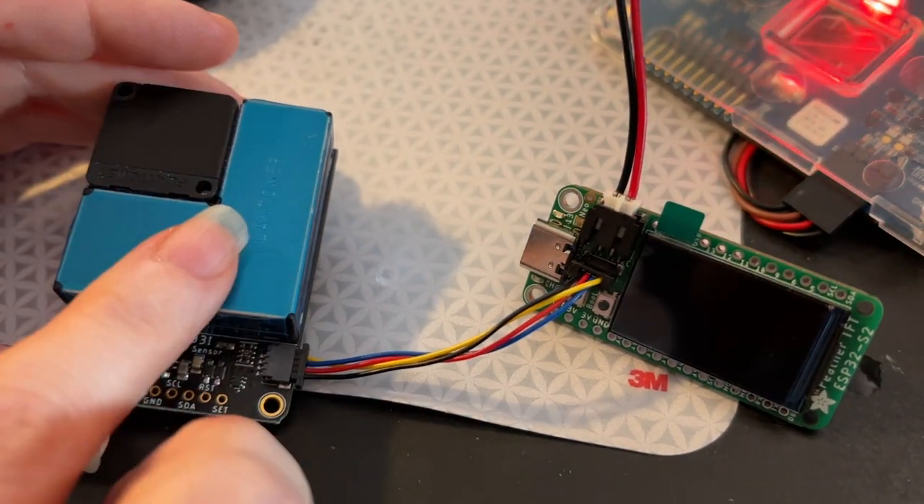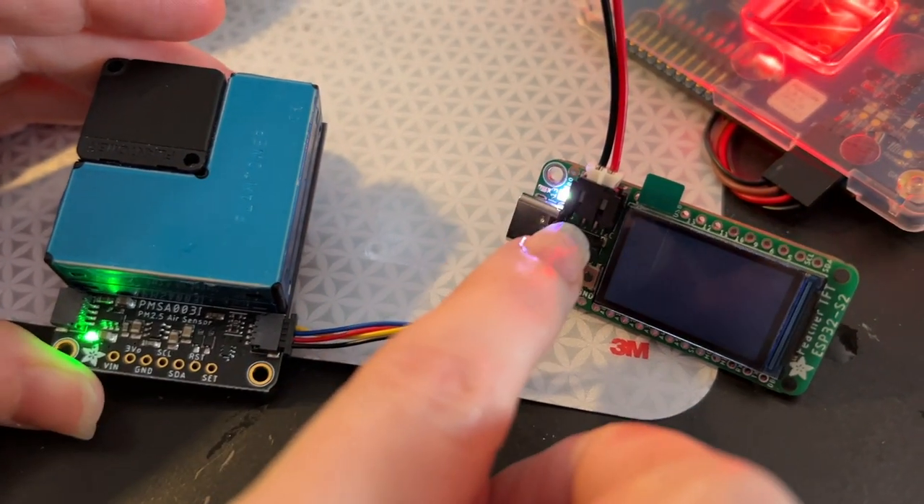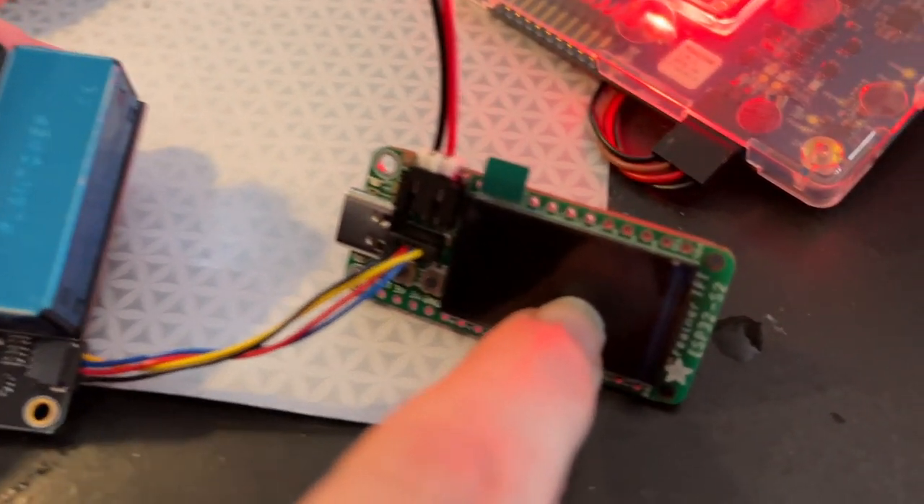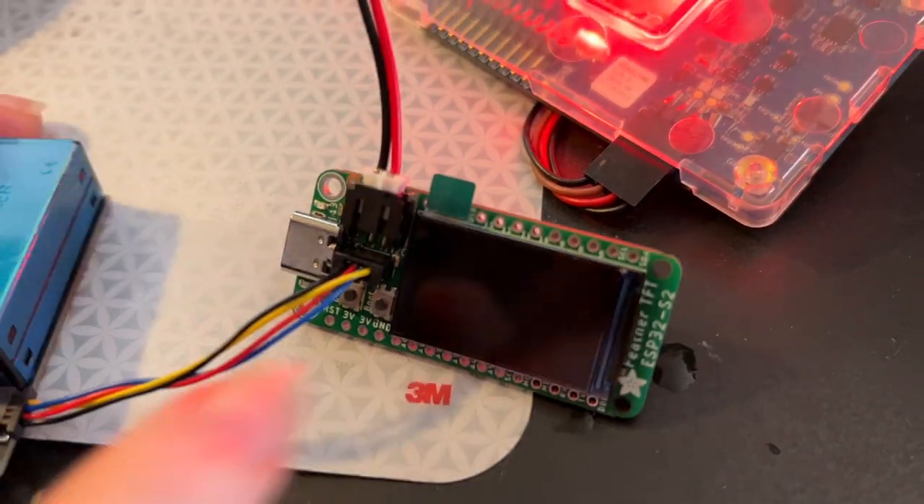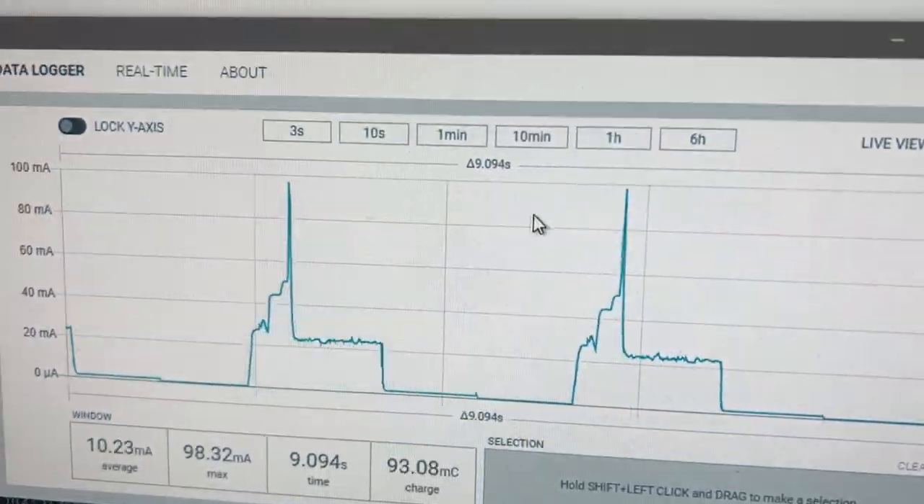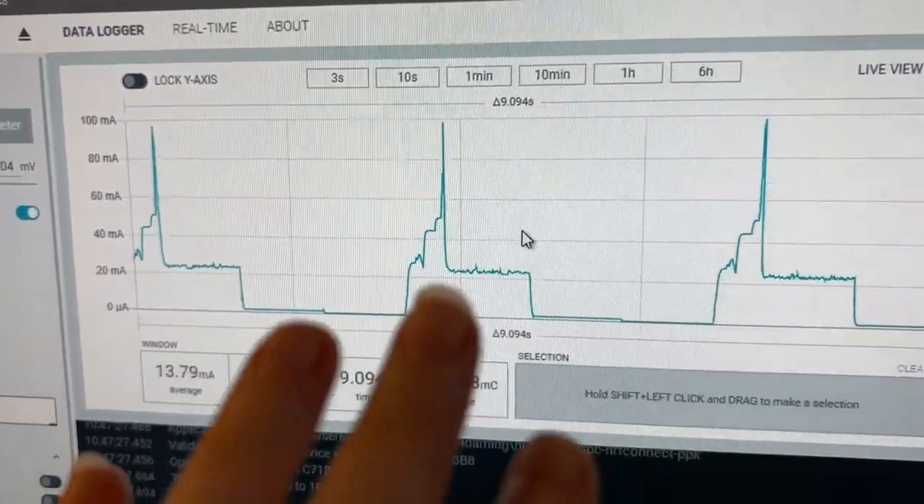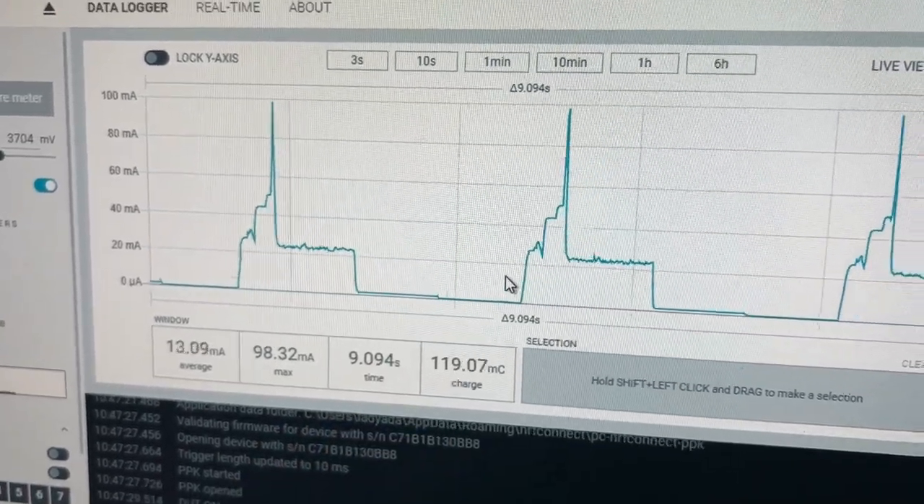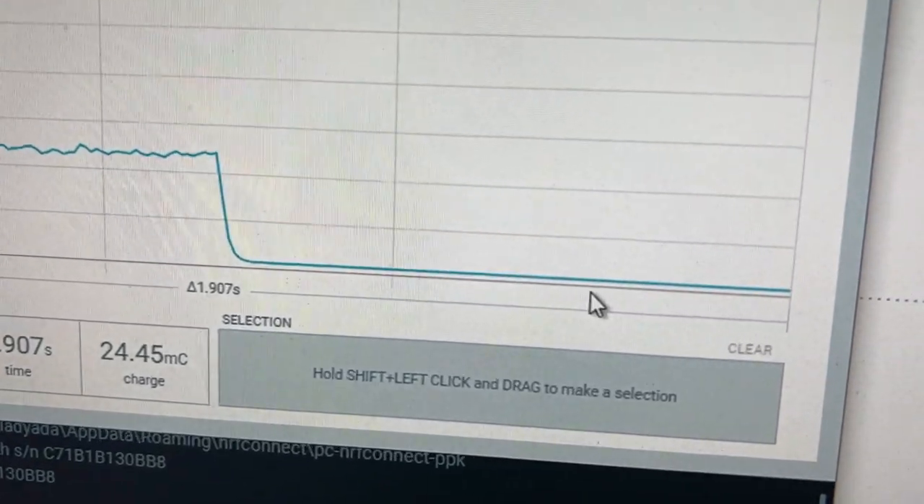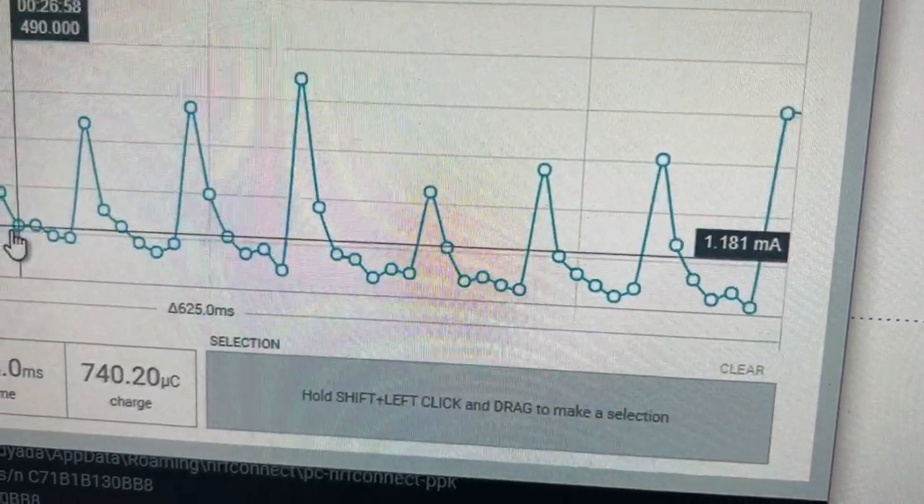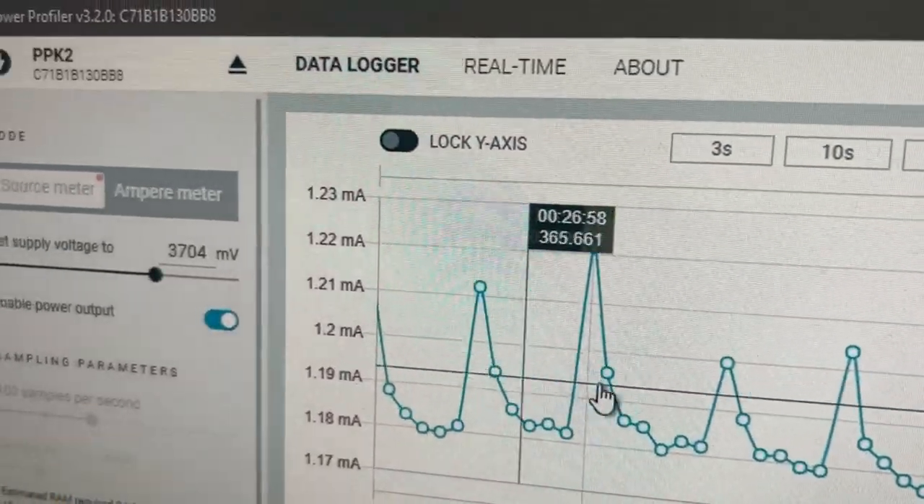I got this big, chunky PM2.5 sensor connected to I2C. You can also see I'm testing turning the backlight on every second. And here's my power graph, so you can see the big power spike when that PM2.5 sensor turns on. And then this is low sleep mode, which is about 1 milliamp.